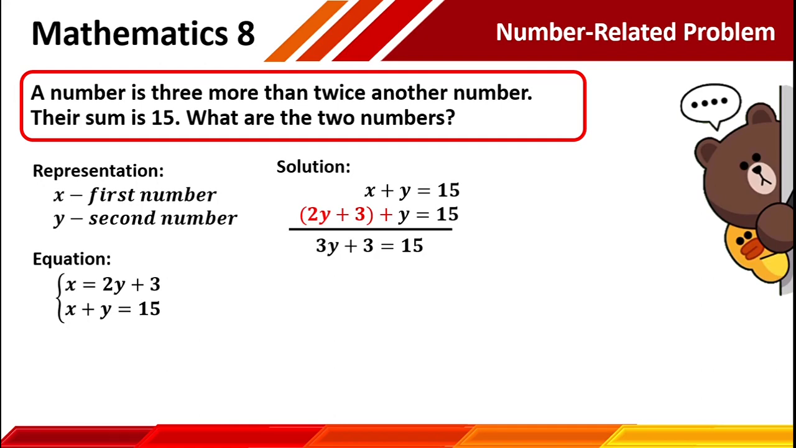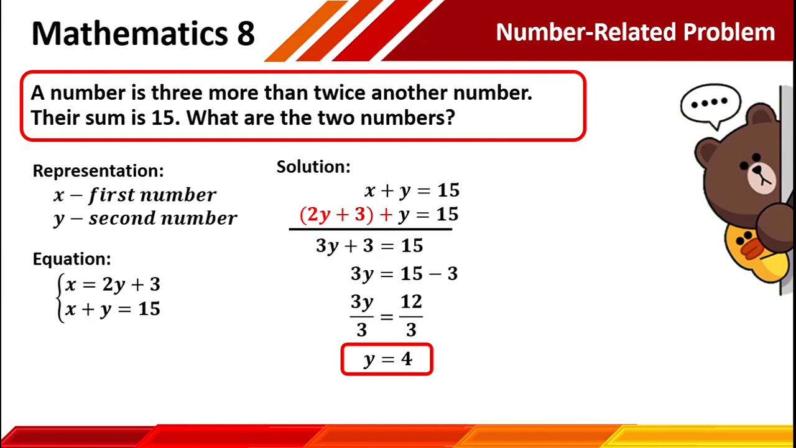Okay, and to get the value of y, just do the addition property of equality. We simply deduct 3 on both sides. So we will have 3y is equal to 15 minus 3, or simply 3y is equal to 12. And to find the value of y, just divide both sides by 3. Therefore, y is equal to 4.